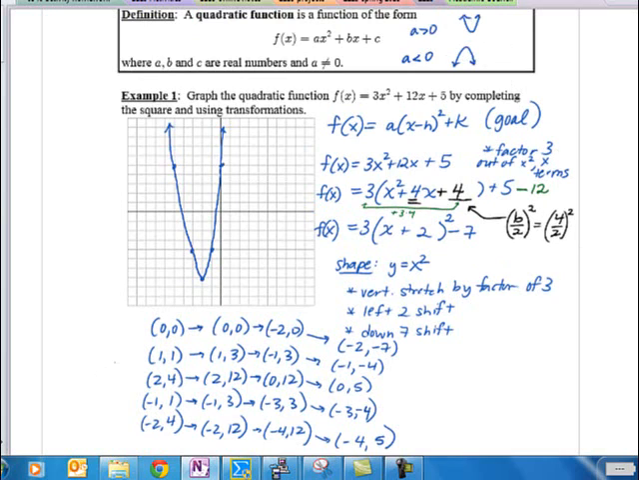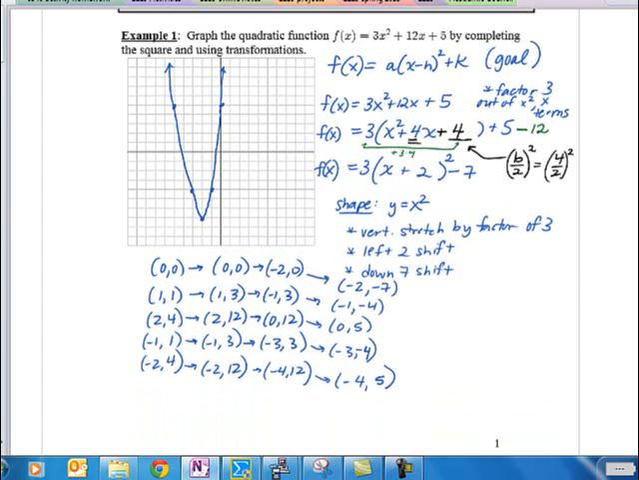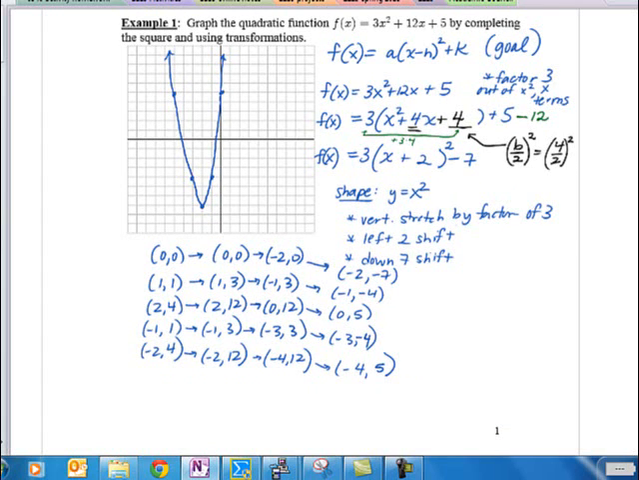And we used the general shape of x squared and then took those key points and applied the transformations to them to get the new function. So that's one way to get to the graph of a quadratic function. We will also look at how to get to the graph without completing the square, just using what's called the vertex formula.